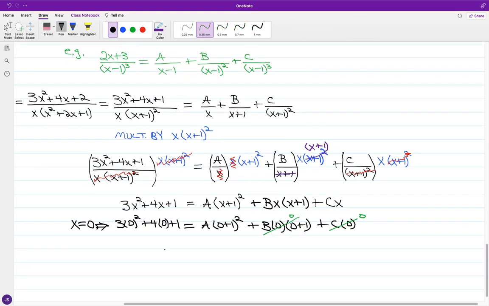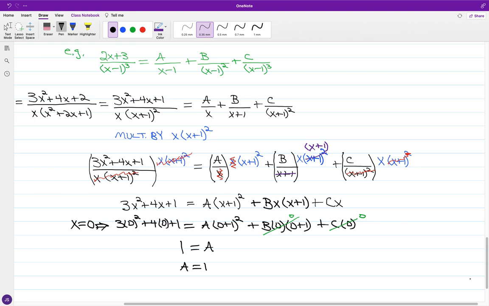And so for what we have in the process, you got 3 times 0 squared is 0, 4 times 0 is 0. Now we got 1. 0 plus 1 is 1. 1 squared is 1. So you have that 1 is equal to a. So we have that a is equal to 1.